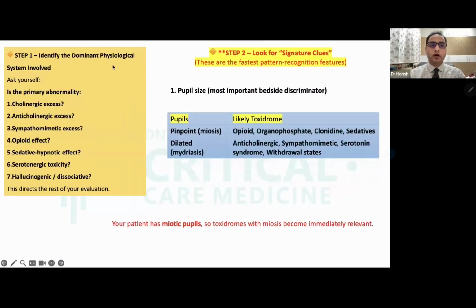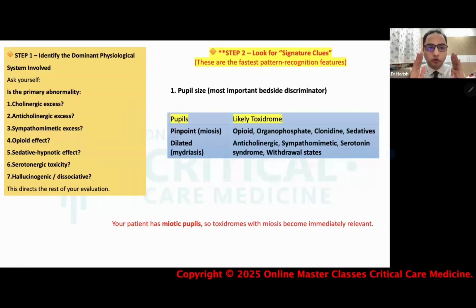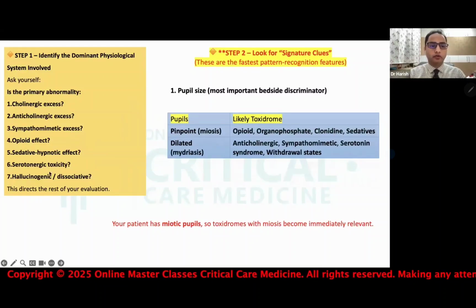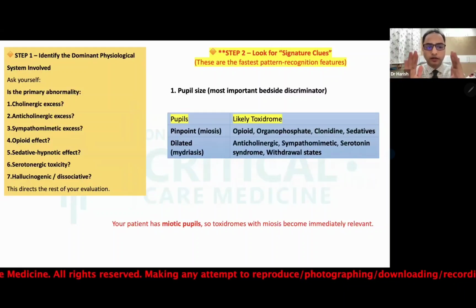First, identify the dominant physiological system involved. Ask yourself, is the primary abnormality a cholinergic crisis, anticholinergic crisis, sympathomimetic excess, opioid effect, sedative-hypnotic effect, serotonergic toxicity, or hallucinogenic or dissociative toxicity? This directs the rest of your evaluation. These are some of the toxidromes. We will not go in depth, but these are the headings you need to understand: which toxidrome the patient is going to fit into.